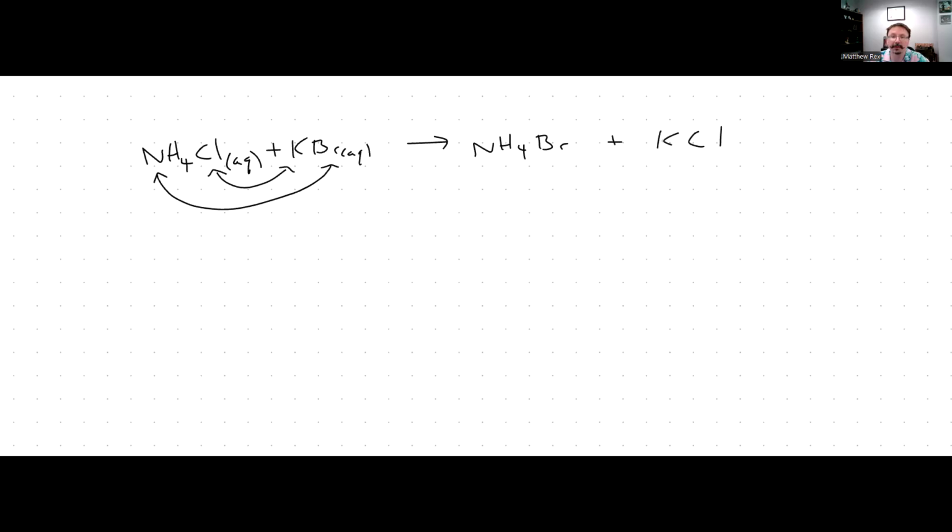You go to your solubility rules, you'll see that something with ammonium is always soluble. Bromides are typically soluble unless paired with a few things. Ammonium isn't one of them. And potassium is a group 1A metal, and those are always soluble. So everything starts as aqueous, it ends as aqueous. There's no net ionic reaction, so this would actually be no reaction, or there's no precipitate formed in this example.